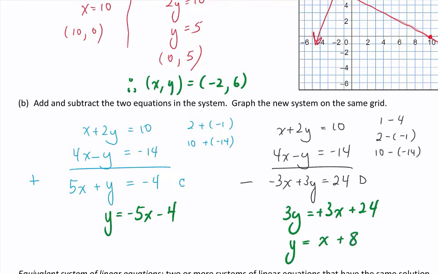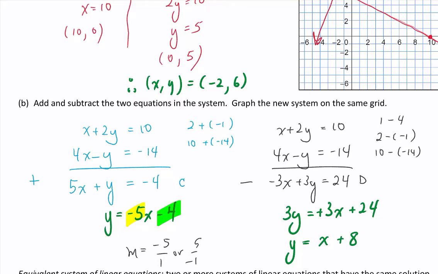So let's quickly look at these. So the y-intercept for here is negative 4. The slope is negative 5. So let's write out the slope. So that means our slope, m, can be written as negative 5 over 1, or we can write it as 5 over negative 1. So the first one is stating go down 5 into the right one, or go up 5 into the left one.